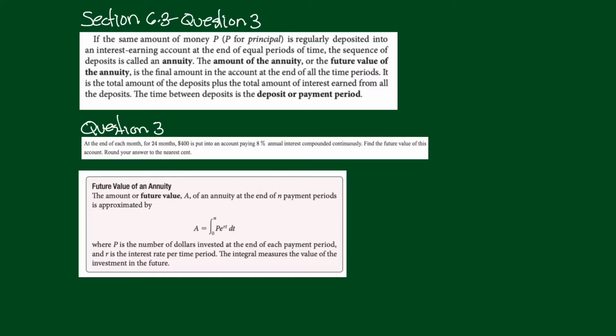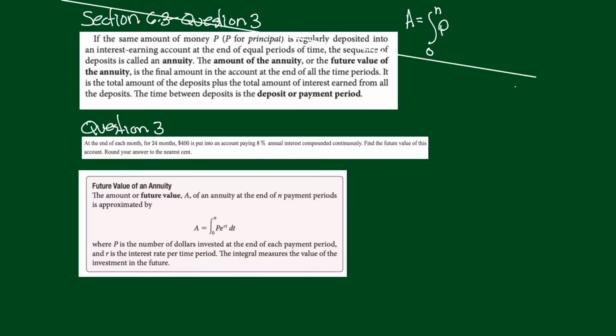So I'm going to write this integral. I'll do it up here. It says A is equal to the integral from 0 to n. Now, n is the number of payment periods of P. That's the principal. That's how much you're putting in at the end of each time period. e to the rt dt. So for our problem, this is going to be equal to the integral from 0 to 24, right? Because we're going to have 24 payment periods. We put our $400 at the end of each month.